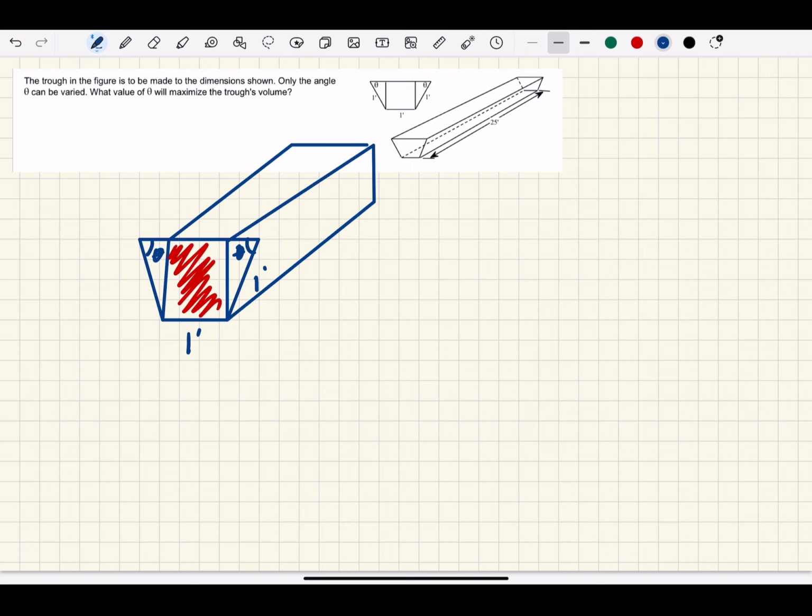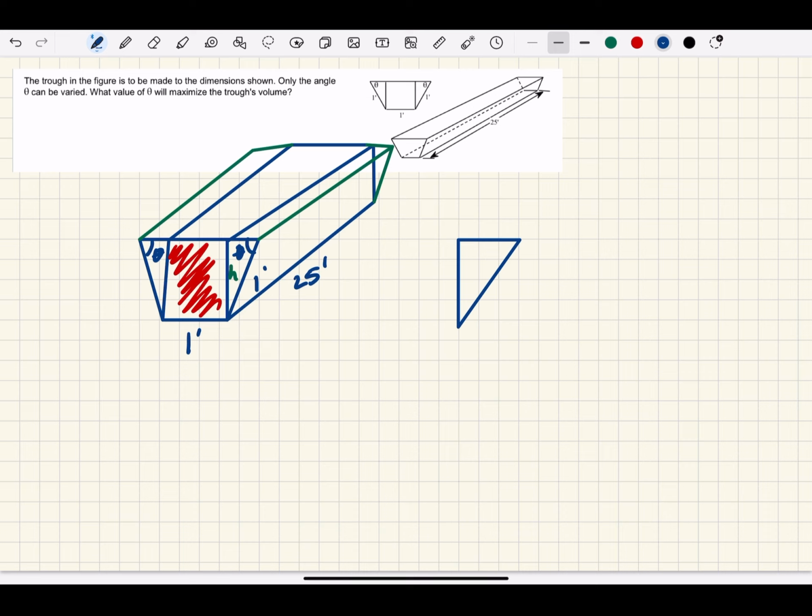And that volume would be dependent on the length, 25 feet, the width at the bottom, 1 foot, and then the height, which we don't have a value for. So maybe we'll call that h. Then we'd have the parts that are formed by the triangles on the outside. And we have 2 of those. And each of those volumes we can see would be calculated by the area of that triangle times the length of the trough. So let's think about the area of that triangle.